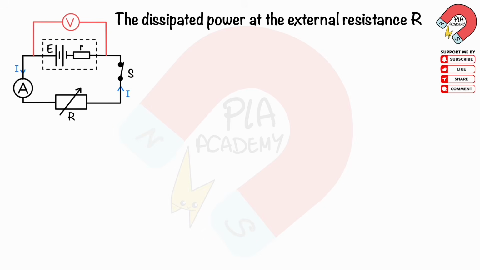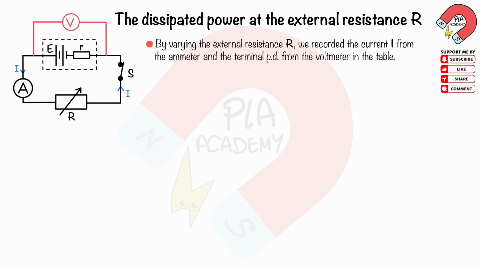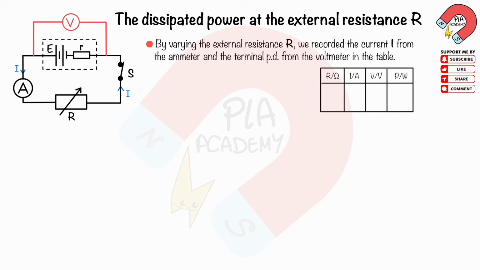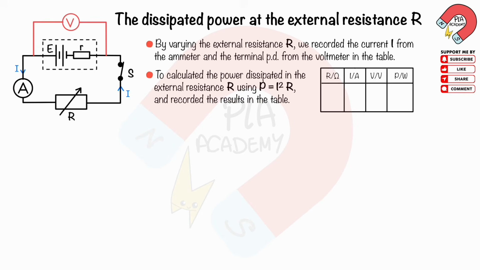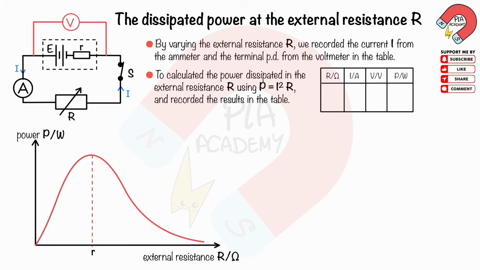The dissipated power at the external resistance R. From the previous experiment, by varying the external resistance R, we recorded the current I from the ammeter, and the terminal PD, V, from the voltmeter in the table. We calculated the power dissipated in the external resistance R using P equals I squared R, and recorded the results in the table. We plotted the graph of the dissipated power P against the external resistance R as shown.